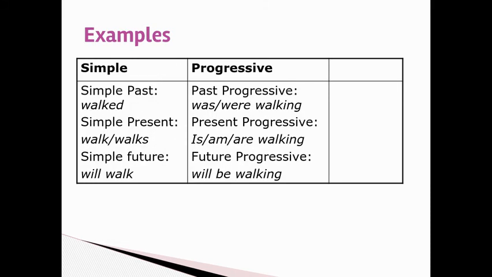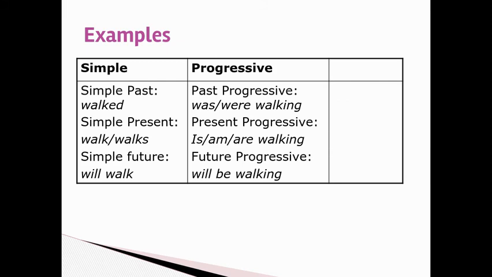So examples. Walked, walk or walks is present tense, and will walk is simple future. For all other verb tenses, we say past, present, and future first in the phrase. For simple, we'll say simple past, simple present, simple future. Past progressive, if we use the verb walk again, is was or were walking. Notice past progressive is the helping verb plus the ing.